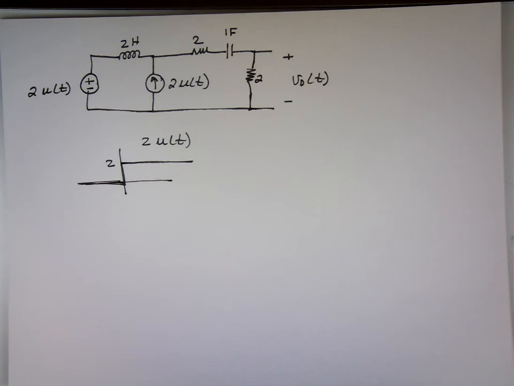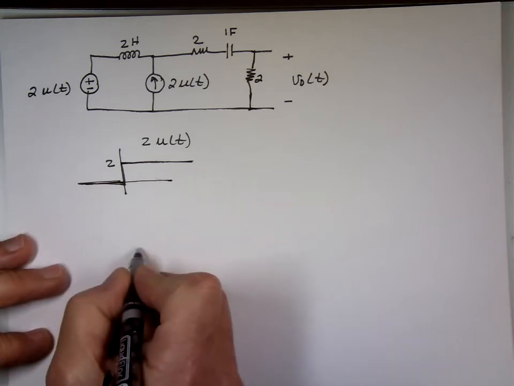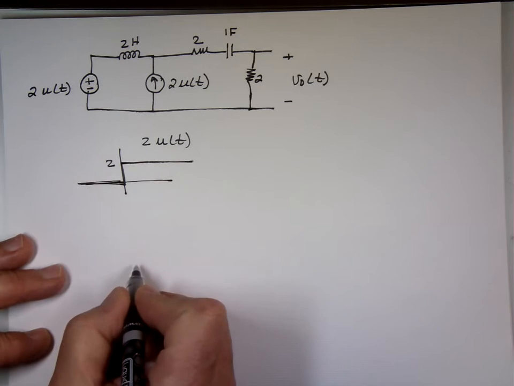So we can go back to circuit 1 when we learn circuit 1 and do it that way. But I think Laplace will not be a bad idea here. So the first thing, I'm going to change this to Laplace. In Laplace, 2u sub t is 2 over s.